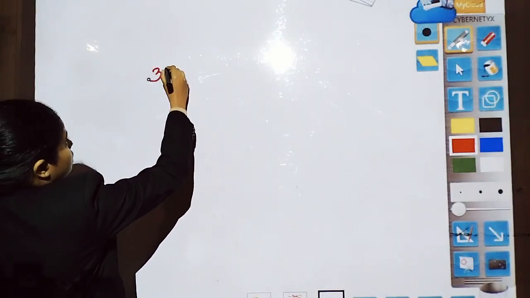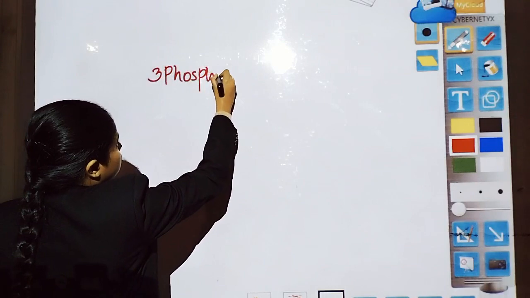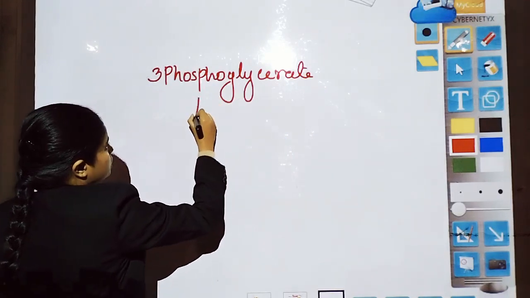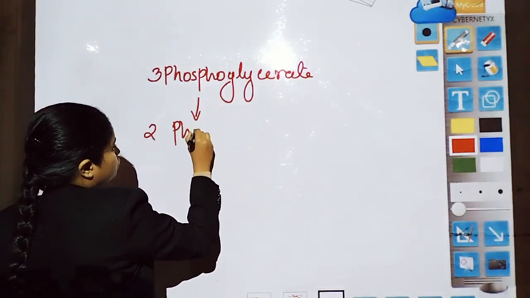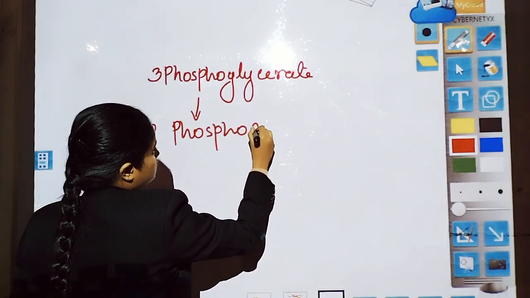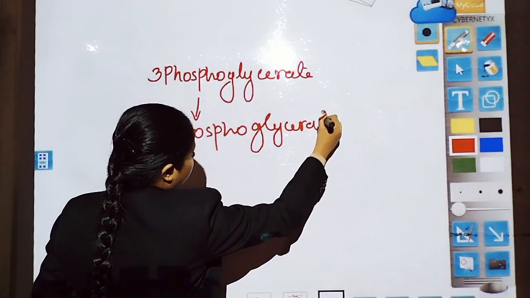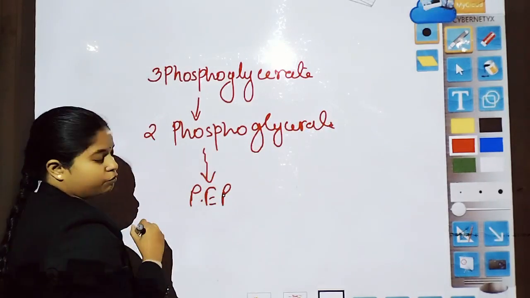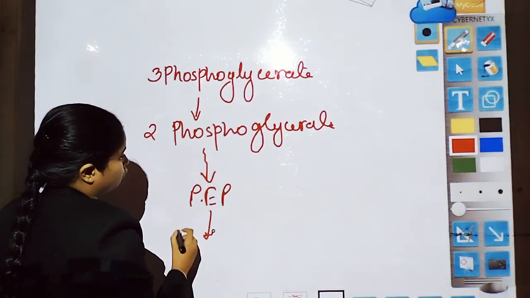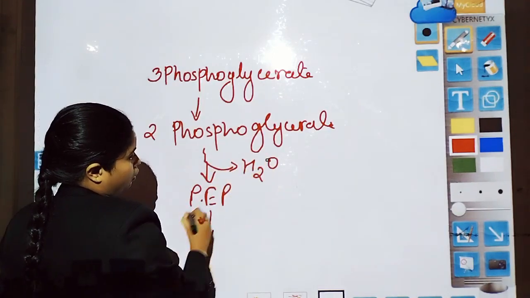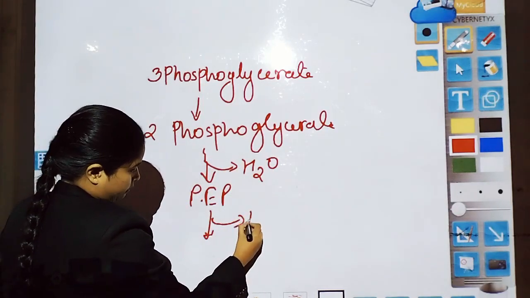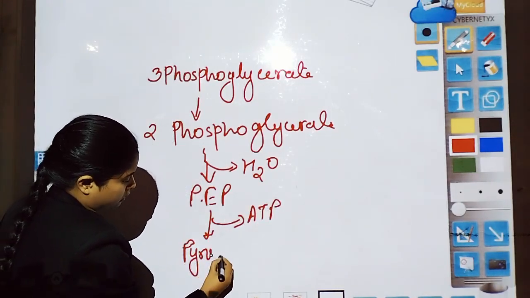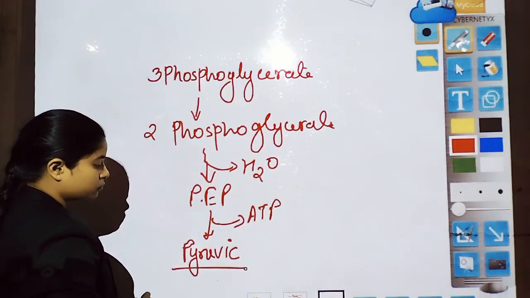Here is the conversion of 3-phosphoglycerate to the synthesis of 2-phosphoglycerate. Then phosphoenol pyruvate, PEP, will form, and from the phosphoenol pyruvate, by the removal of one water molecule, ATP gets formed, and finally pyruvic acid is the end product of the glycolysis.